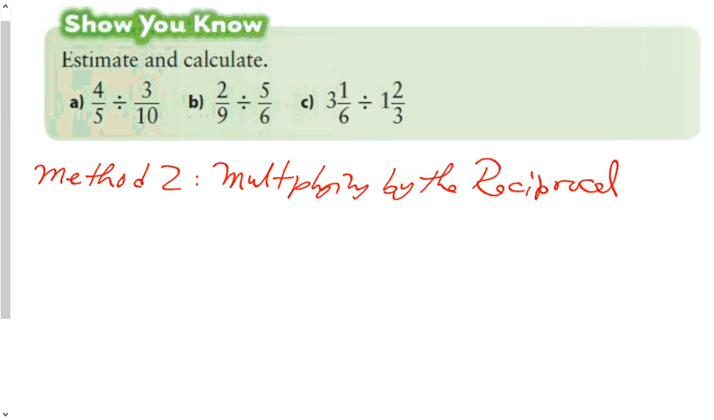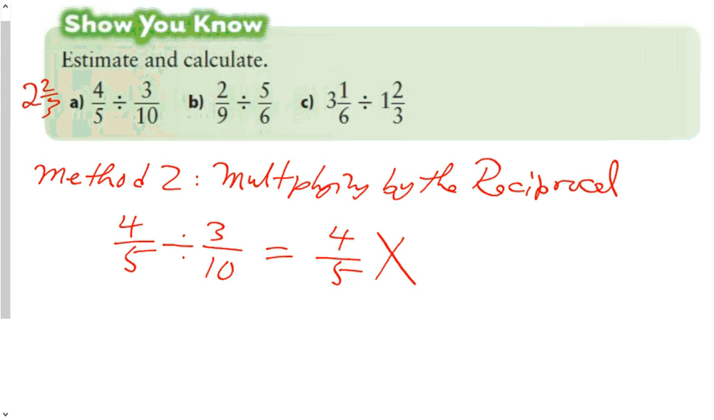And what this means is, in that first question, 4/5 divided by 3/10, I know my answer was 2 and 2/3. I already did it working the common denominator picture. But if I take that question, and keep the first fraction, and change my division to multiplication, so I'm going to use multiplication instead, I'm going to take this 3/10 and flip it, or swap the numerator with the denominator.